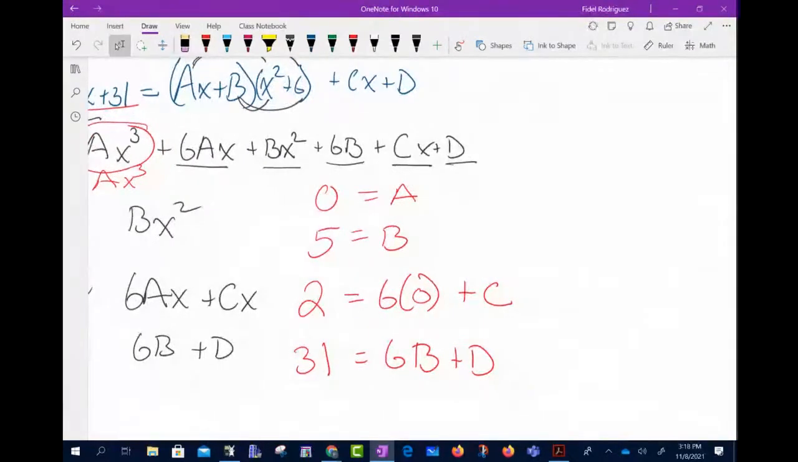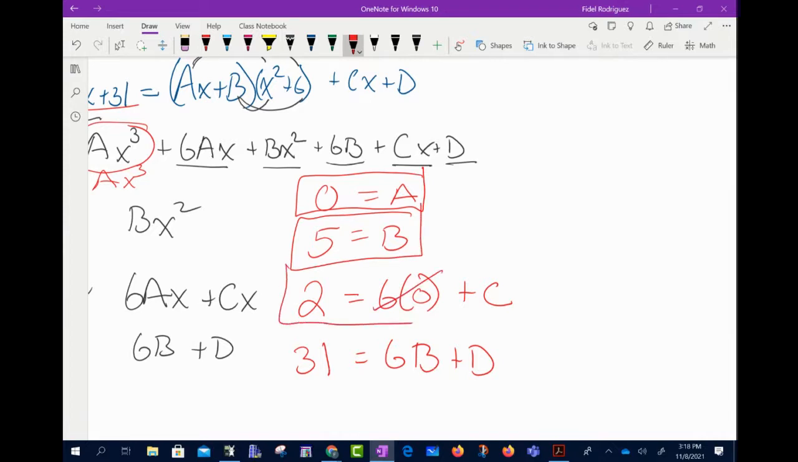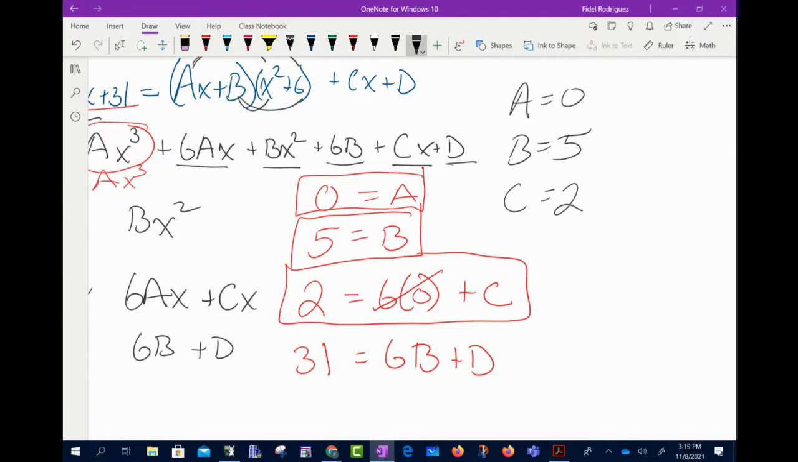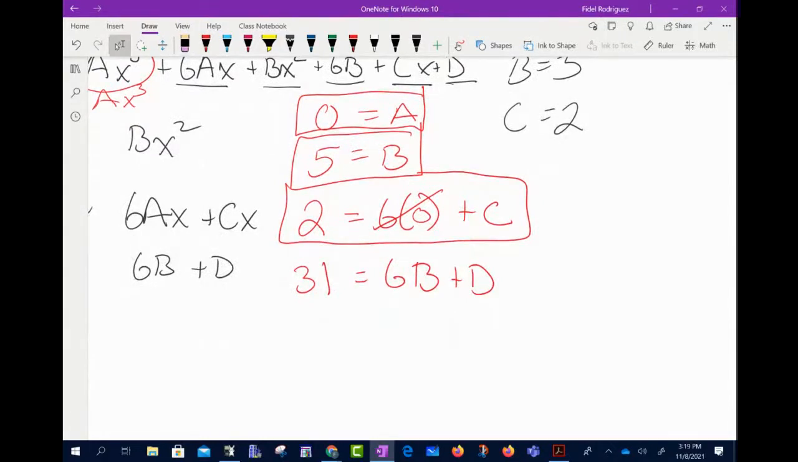Okay, do you think we can find the values for a, b, c, and d? Well, we already know the value of a, and we already know the value of b, and don't we actually already know the value of c? Okay, so we know that a is 0. We know that b is 5. Let me use black marker here. So I know a is 0. We know b is 5. We just found out that c was 2. And I bet you we can find the value of d, right?